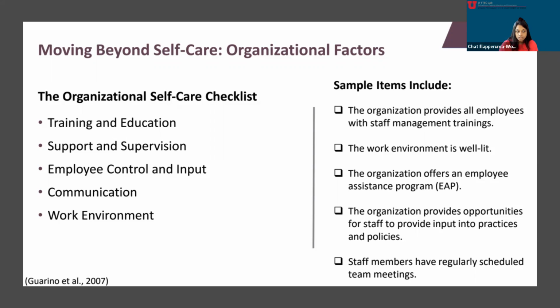So training and education, support and supervision, employee control and input, making sure your employees feel like their voice matters, they have some control in decision making, their input is valuable, they're always solicited, open communication, and a pleasant, fun work environment. So this is kind of like a checklist to think about quality improvement goals. And then on the right hand side, you can see sample items that fall within these different checklist areas.